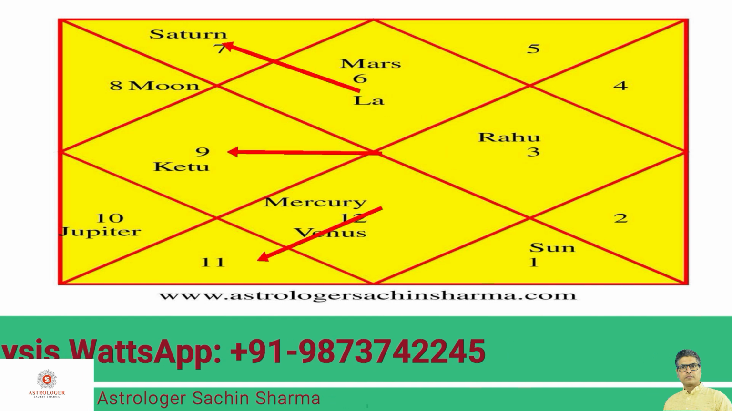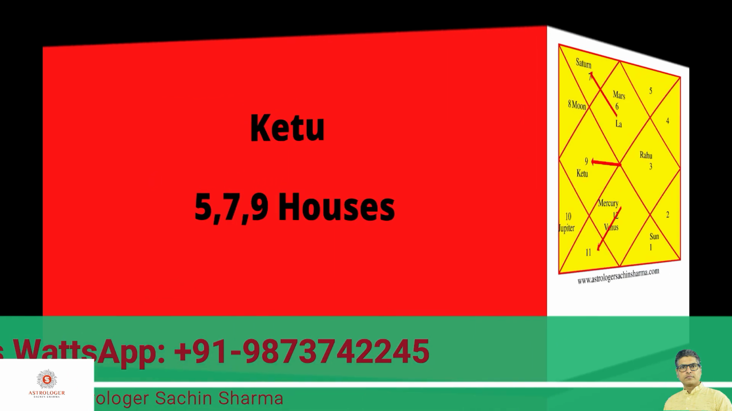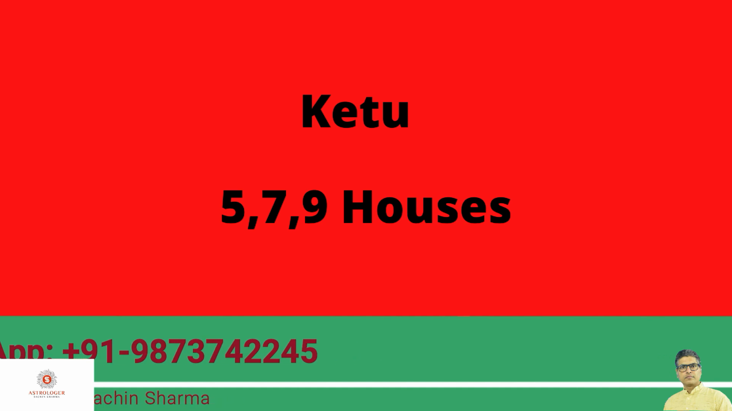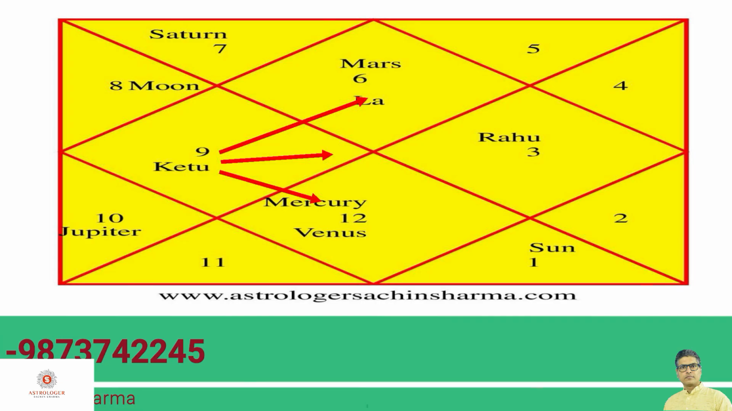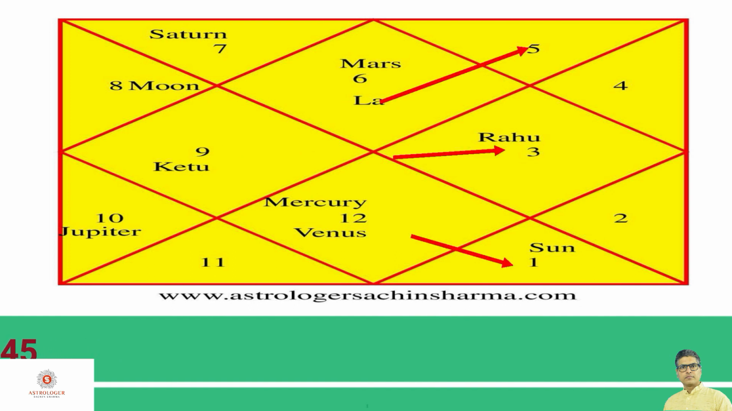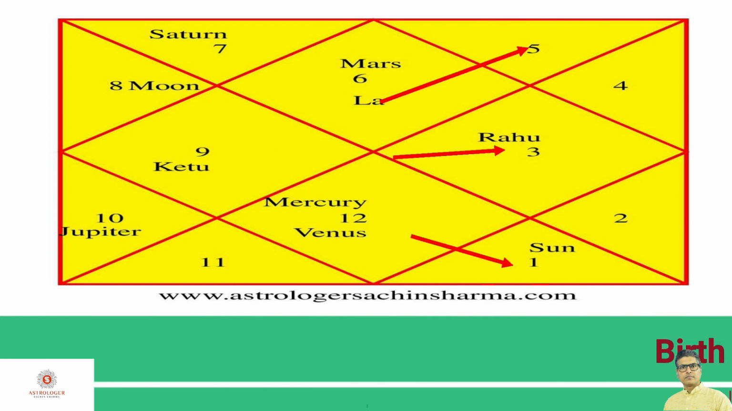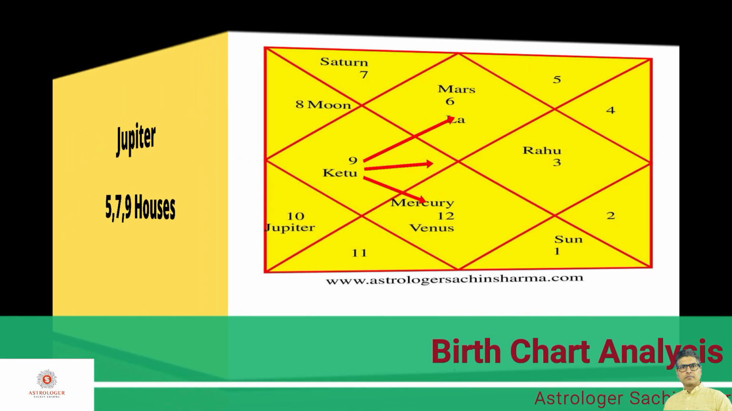Now let's move forward and understand the Ketu aspect. Ketu will aspect in the same manner as Rahu. That means the 5th house, 7th house and 9th house from where Ketu is placed. So let's understand this also practically. Ketu is placed in the 4th house in this birth chart. Then Ketu will aspect the 8th house, the 10th house and the 12th house of this birth chart, as you can see with the help of these arrows.